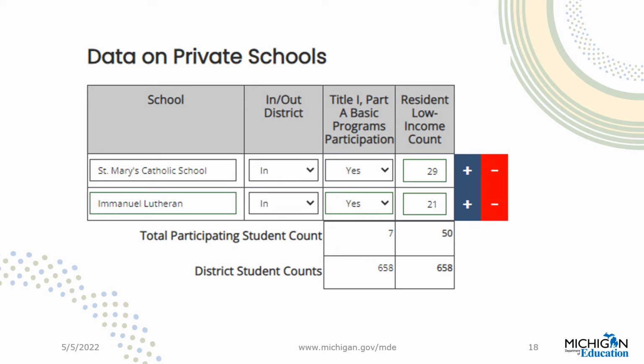If an LEA has private schools participating in Title I, the next screen they will come to will gather information about those schools. For Title I Part A only, private school data, counts, and participation will be added within the application. An external worksheet will not be needed. LEAs will add or delete rows as needed to list all participating private schools in Title I Part A.